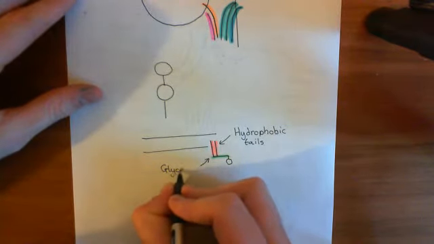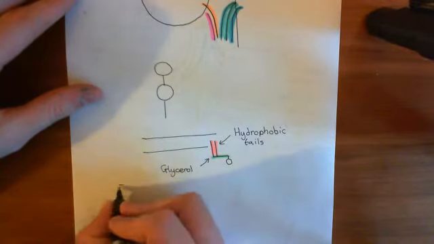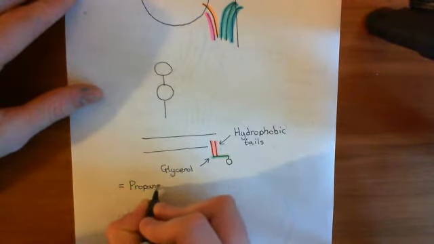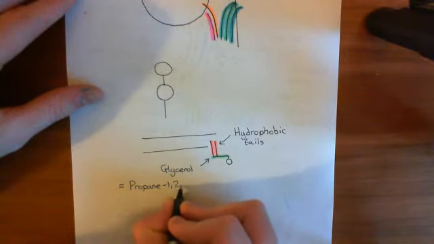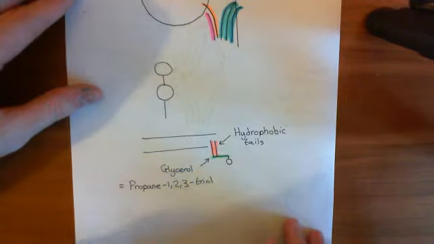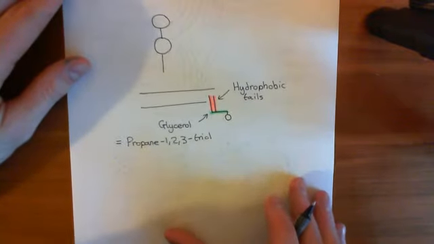The proper name for glycerol, or the chemist's name for glycerol, is propane 1,2,3-triol. And the nice thing about the chemist's name, even though it's a mouthful, is that it tells you exactly what glycerol is.